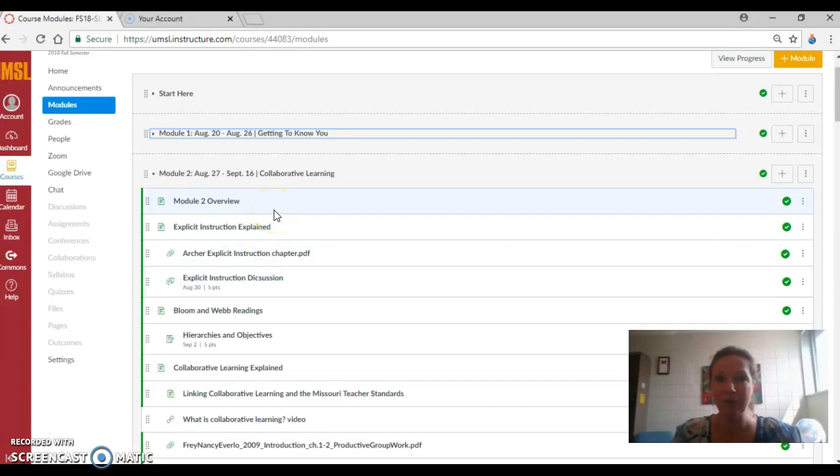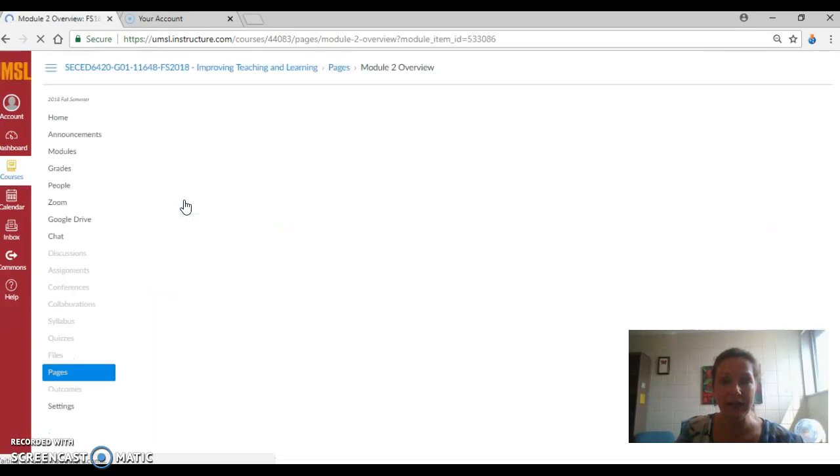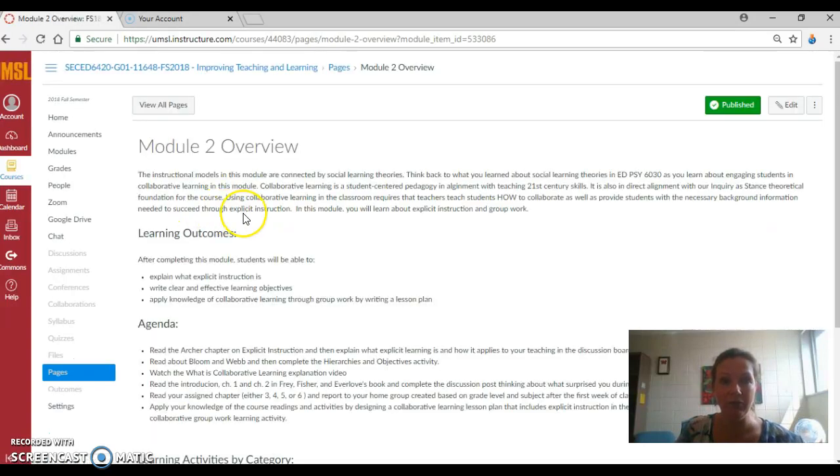So social learning theories believe that we learn more when we are learning with other people. And we're going to be talking about collaborative learning. Part of collaborative learning is explicit instruction, and part of collaborative learning is group work, and we'll be talking about both of those. So if you click in Module 2, again, every week we will have an overview.